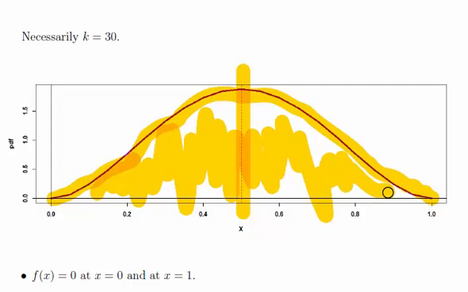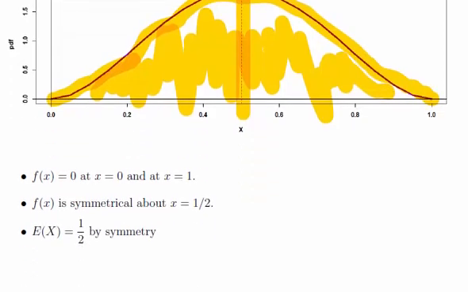Okay, so let's move on to the next part. Just as a remark, f of x equals 0 at x equals 0 and x equals 1. It's symmetric about x equals 1/2, as I just pointed out.